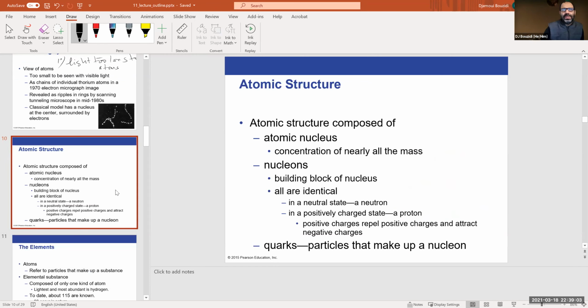So again, atomic structure: there's a nucleus in the center. That's where most of the mass is. It's made up of nucleons, the building blocks of the nucleus, which are mainly protons and neutrons. A neutron has no charge, a proton has a positive charge, and positive charges repel positive charges and attract negative charges. And nucleons, namely the protons and neutrons, are made up of quarks.